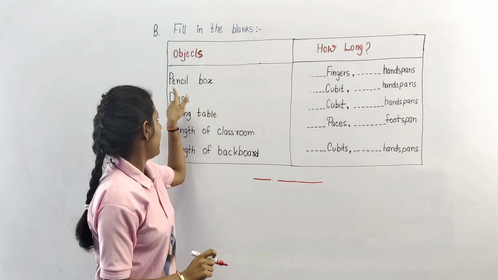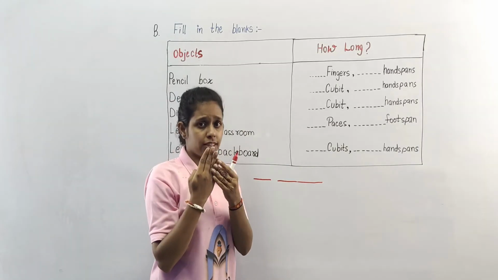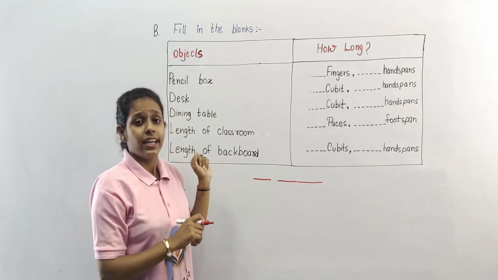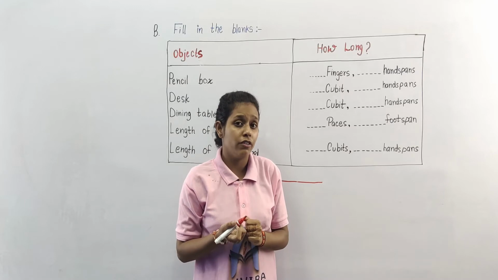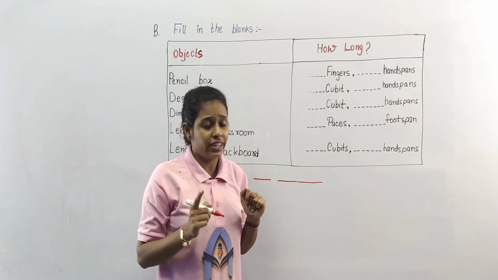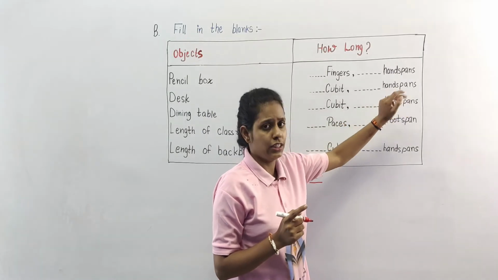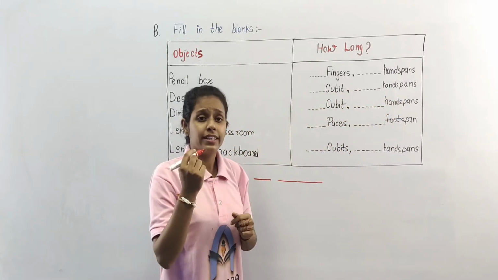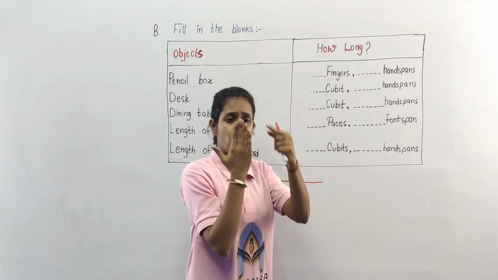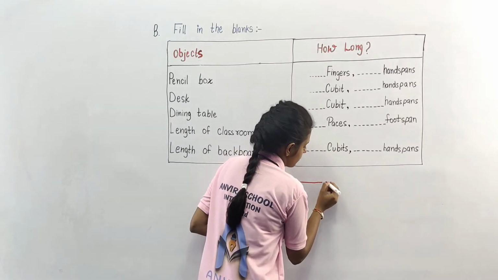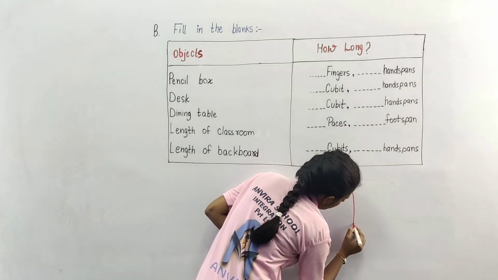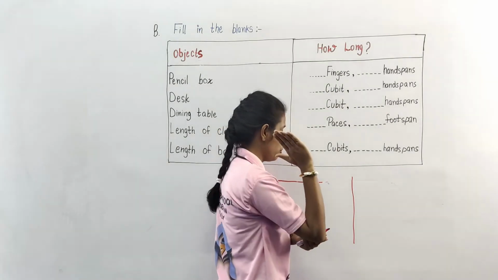So you have to measure the length of the pencil box with your fingers and also with hand span. Now, which is our next object? Next is desk. You have a desk at your home in which you study and sit. You have to measure the length of the desk with cubit and hand span. Cubit, what's a cubit? A cubit is the length from the elbow to our longest finger.